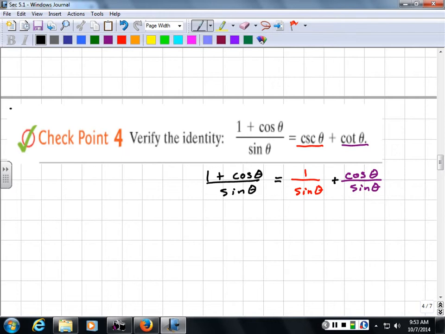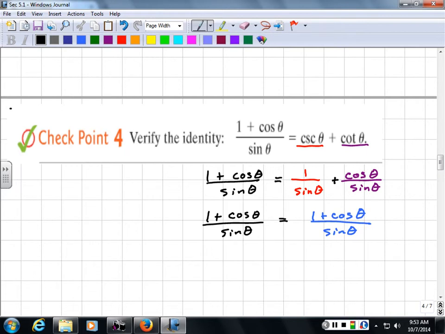So how do I get these together? Well, common denominator, right? So that means that this simply becomes (1 plus cosine of theta) over sine theta because of the common denominator, and I know that it is equal to (1 plus cosine theta) over sine theta. And that's really all there is to it.